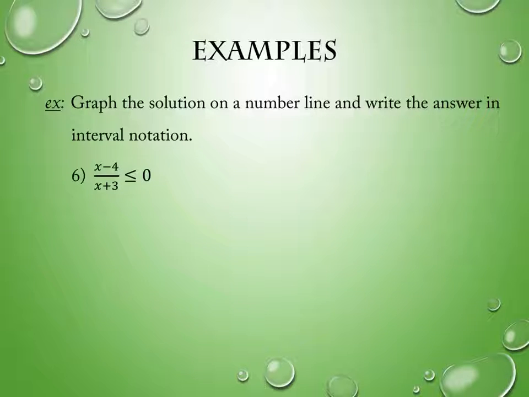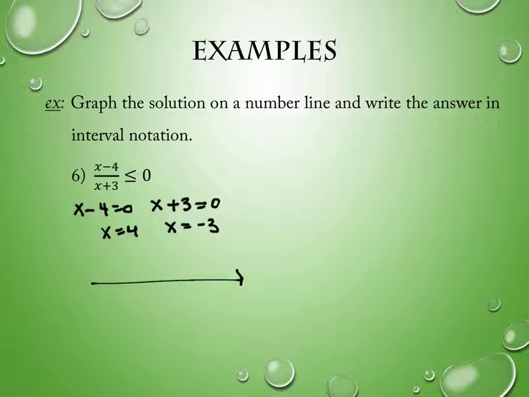We have a factor on top. We have a factor on bottom. We could have two factors on top and all the same details. And what we're doing is we're setting each of the factors equal to 0 and placing them on a number line. So this is x equal 4 and negative 3. So on my number line, negative 3 first, 4 second. Test values in each interval, right? So we'll test like a negative 4 here, 0 here, and maybe 5 over here.